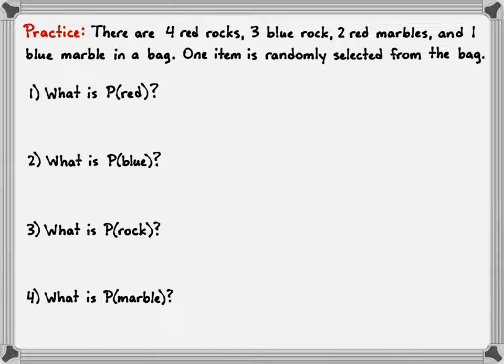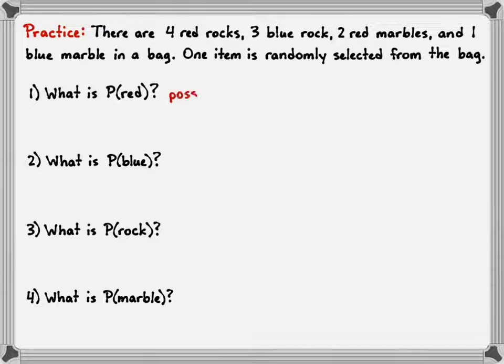For this problem, it says there are 4 red rocks, 3 blue rocks, 2 red marbles, and 1 blue marble in a bag. One item is randomly selected from the bag. So we're reaching our hand in the bag and we're not feeling around to see, oh, is this a rock or a marble? We're just grabbing the first thing that we come across. What is the probability that the object is red?